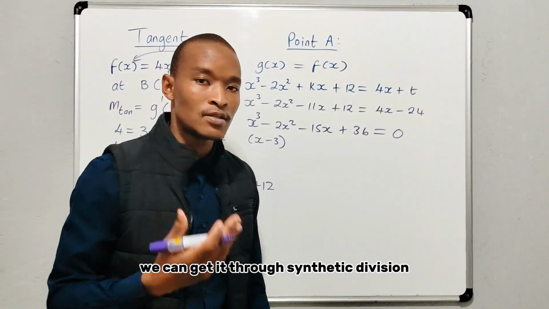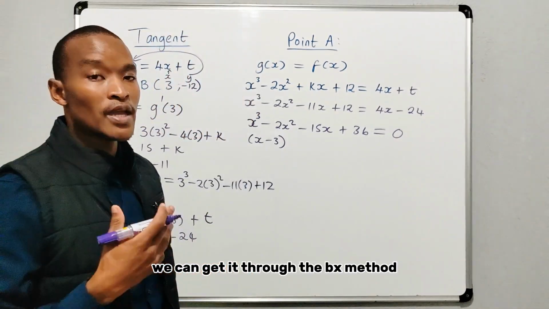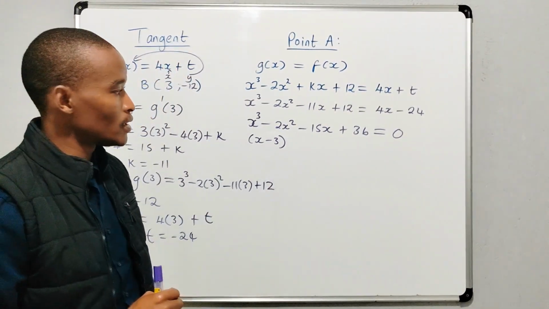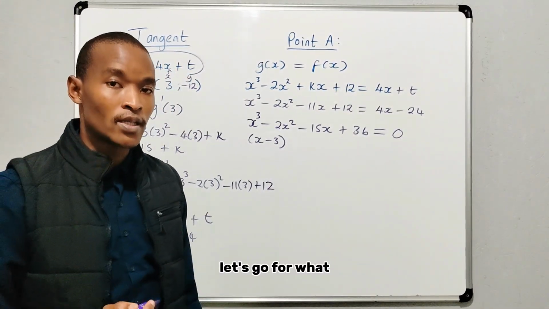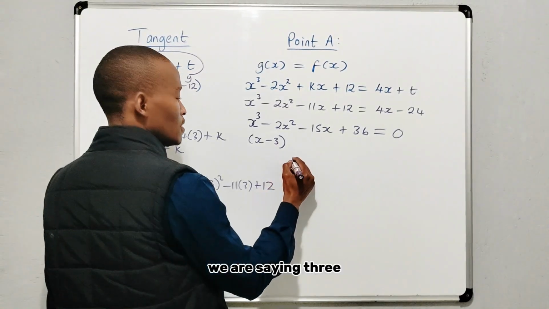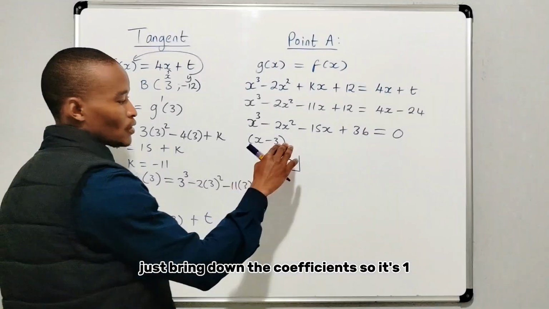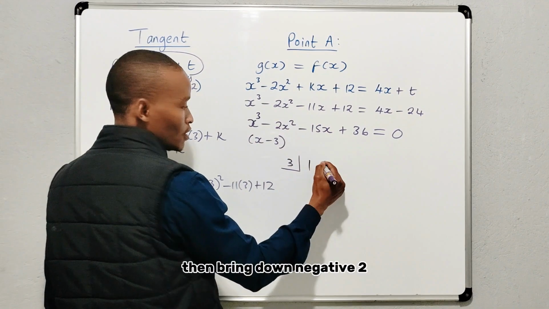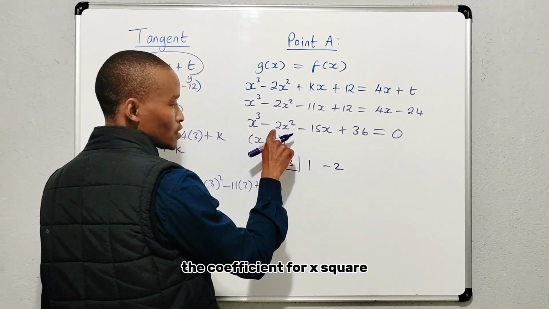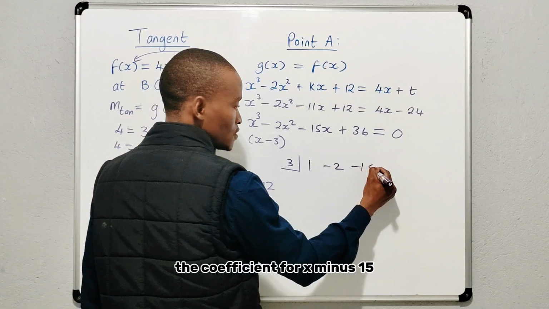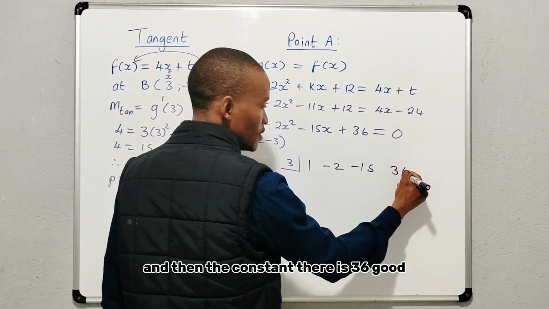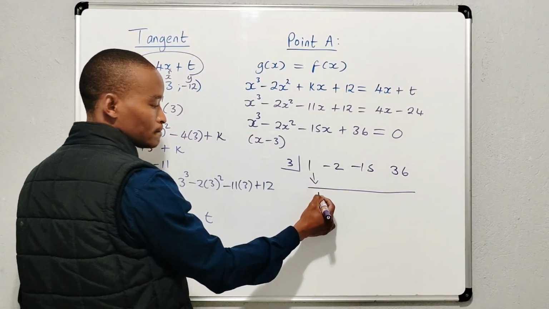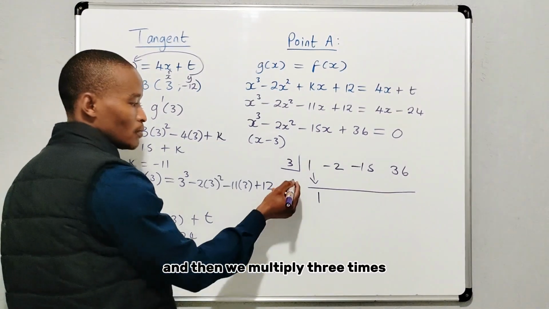We can get it through synthetic division, or through the bx method, where you determine the bx term in your quadratic factor. So in this case, let's go for the synthetic method. Just saying 3, bring down the coefficients. So it's 1, the coefficient for x cubed. Then -2, the coefficient for x squared, -15 the coefficient for x, and the constant is 36. We bring down the 1, and then we multiply.